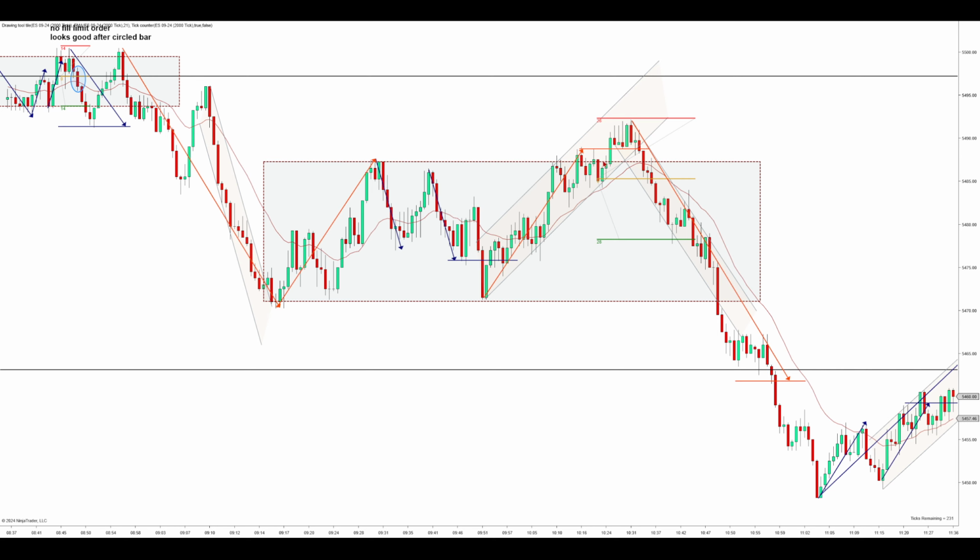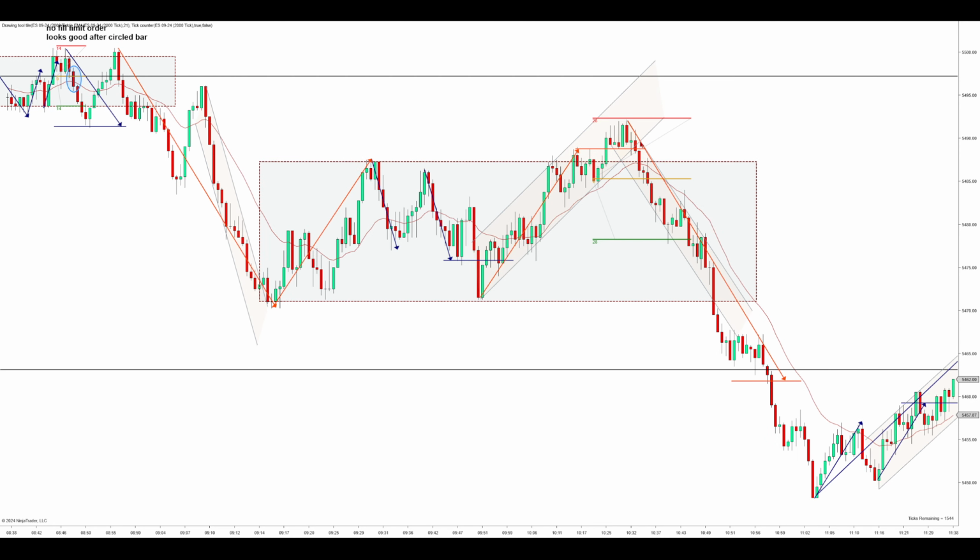It really struggles to push above here, but eventually we do push out, and price starts fading back down right at this measured move. So good reaction to the measured move, fading the dotted range, pushing back below here. This bar right here, once we get below the EMA, is when I like this trade.